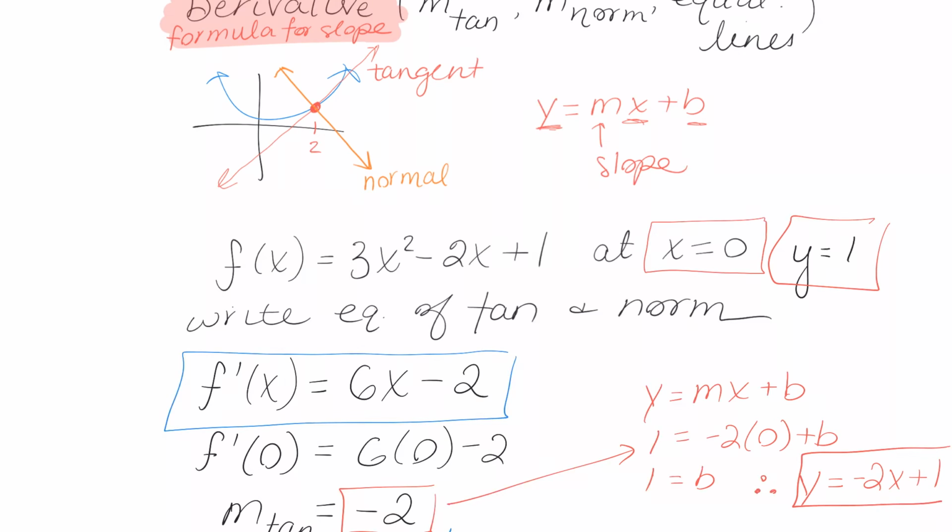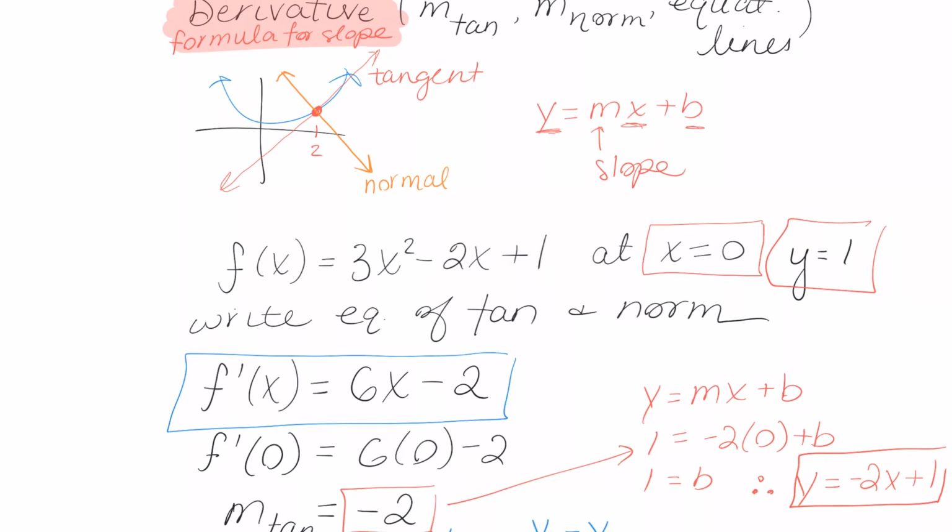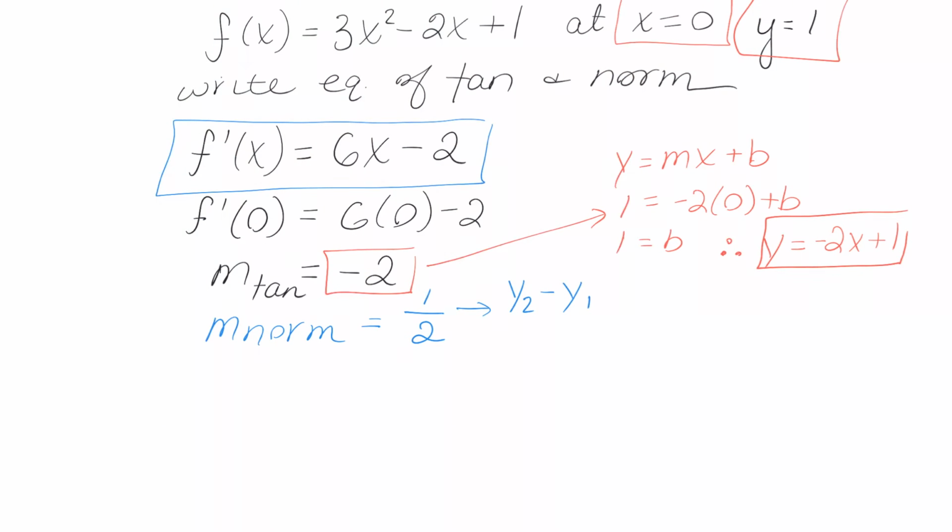So there's one answer. And then if we do that same thing down here with our normal line, we can do that, but I want to remind you that there's another way to do this as well, and that was with point slope form. Point slope form is when you take y2 minus y1, and that equals m times x2 minus x1.